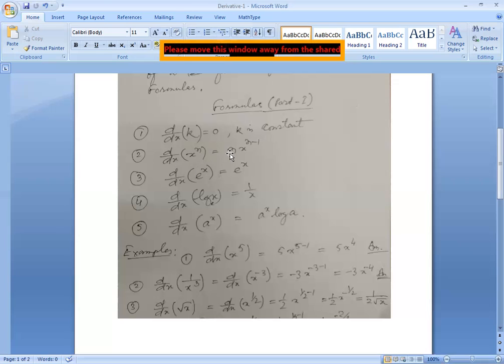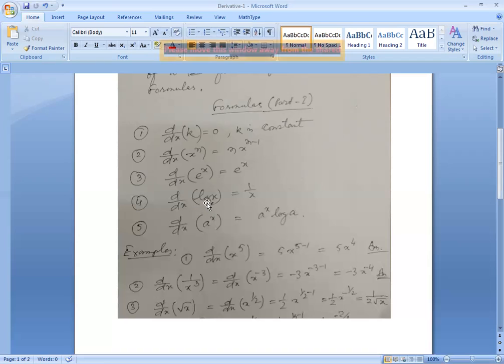And the result will be written like this: whatever n is there, n into x to the power n minus 1. Very fundamental, basic and widely useful formula. And d/dx of e to the power x. E to the power x is the exponential function, you know, its differentiation remains as it is.